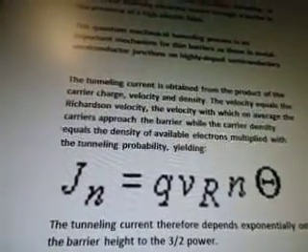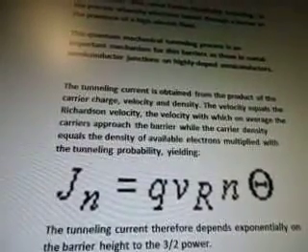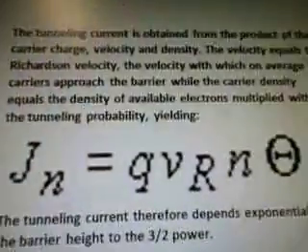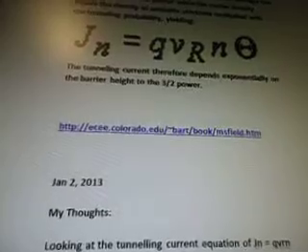The velocity equals the Richardson velocity, the velocity with which, on average, the carriers approach the barrier, where the carrier density equals the density of available electrons multiplied with the tunneling probability, yielding this. Okay? The tunneling current, therefore, depends exponentially on the barrier height to the 3/2 power. And that's from ece.colorado.edu.